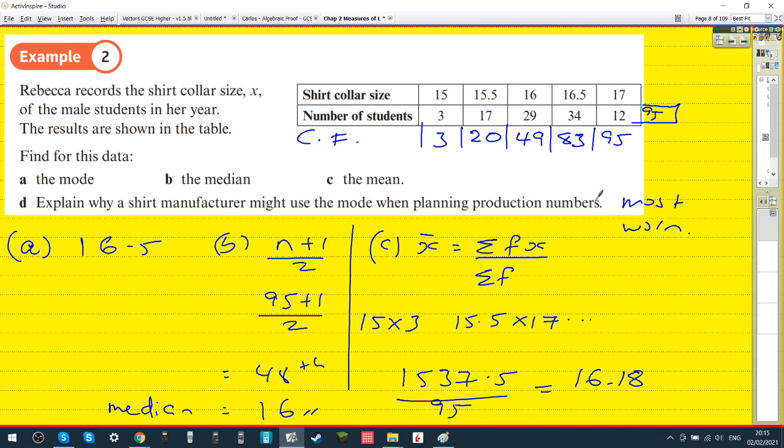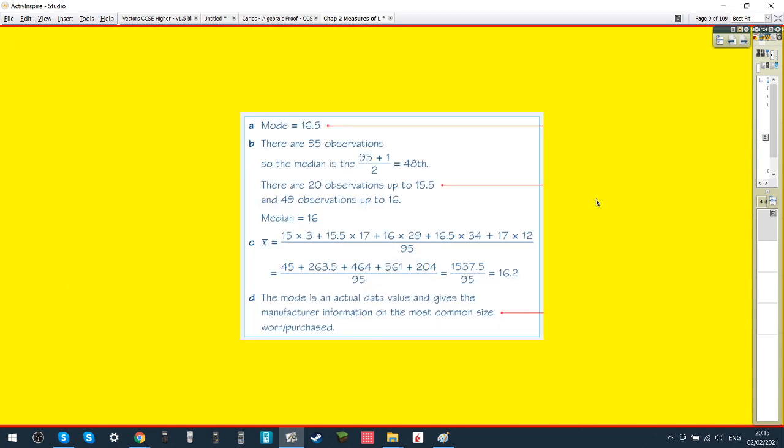And the other thing is there is no such size as 16.18. Yeah. Or 16, 16.5, that's it. The mode is an actual data value. Yeah, see, the mean isn't an actual data value. And the mode gives the manufacturer information on the most common size worn or purchased. Yep. Great.